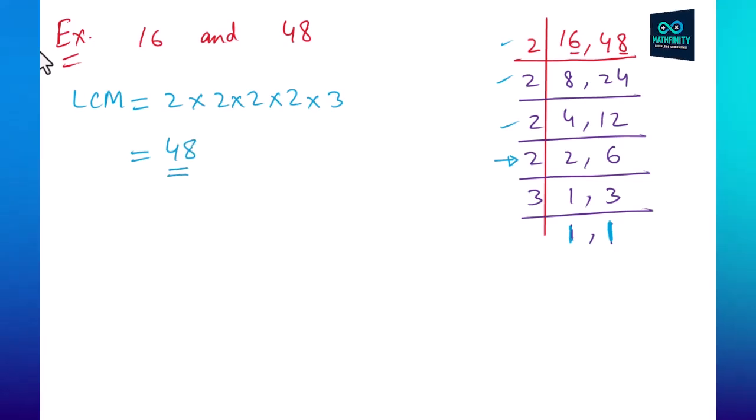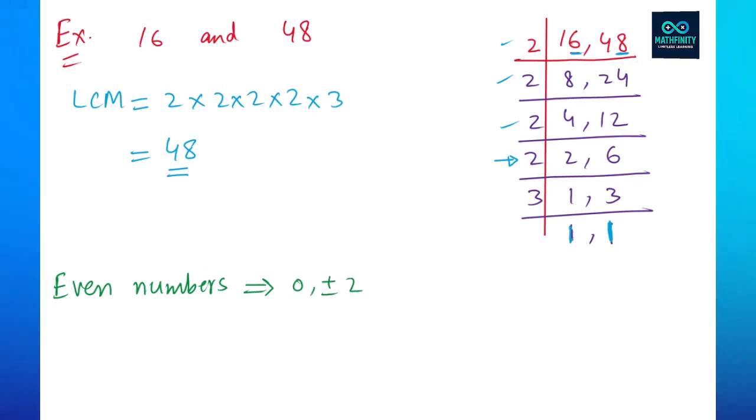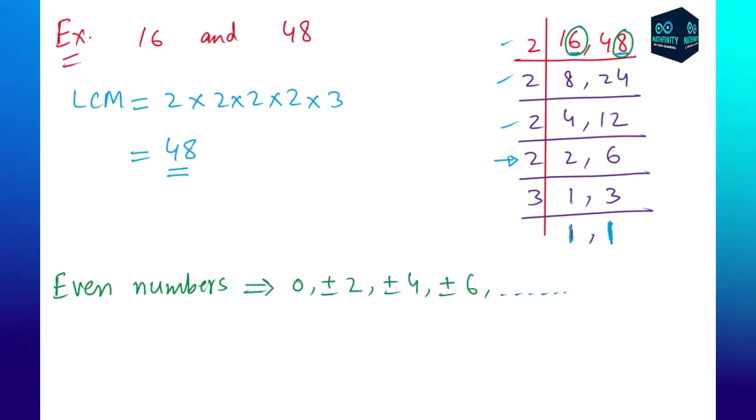Directly you can think that I was using the word even numbers. If the last digit is an even number, we can divide, or the number is divisible by 2. What are the even numbers? Even numbers are 0, plus minus 2, plus minus 4, plus minus 6, and so on. So if you see the last digit is an even number from the list 0, 2, 4, 6 or 8, it means that number is divisible by 2.